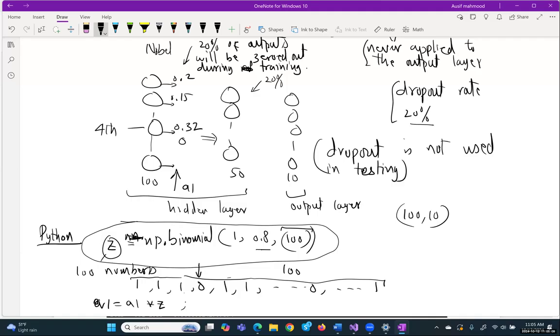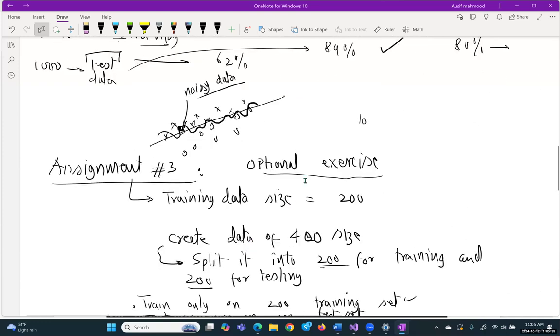So if you change assignment number 3, as I mentioned to you in the exercise mode, take the dropout out, okay? You can create, for example, a global variable as train or test. If the mode is test, do not multiply by Z, okay? So this is how you will do this optional exercise, okay?